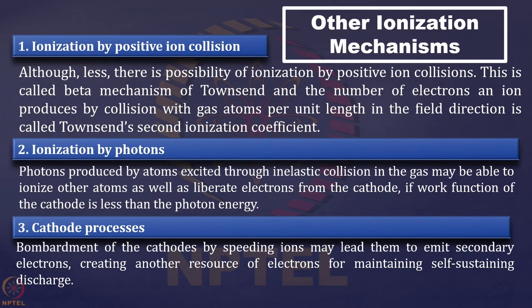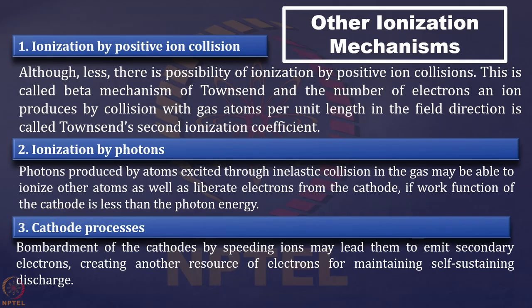The second one is ionization by photons. You know the photoelectric effect. Photons produced by atoms excited through inelastic collision in the gas may be able to ionize other atoms as well, and liberate electrons from the cathode if the work function of the cathode is less than the photon energy. So this is some contribution from the cathode or from other gases because of the photons emitted by the excited atoms, which may be excited by inelastic collision in the gas.